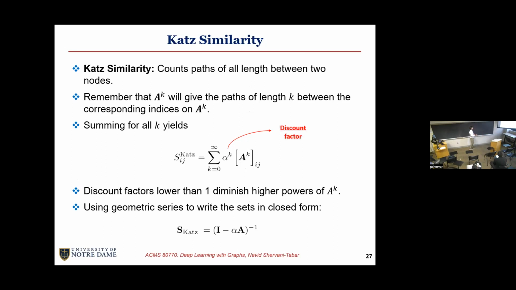So we have a term, the alpha term, that is multiplied by the adjacency matrix. We need to ensure that it is chosen so that the largest eigenvalue of our matrix alpha A is less than 1. This is called the Katz similarity measure. And using the solution from our previous slide, we can write this as (I minus alpha A) inverse, right?